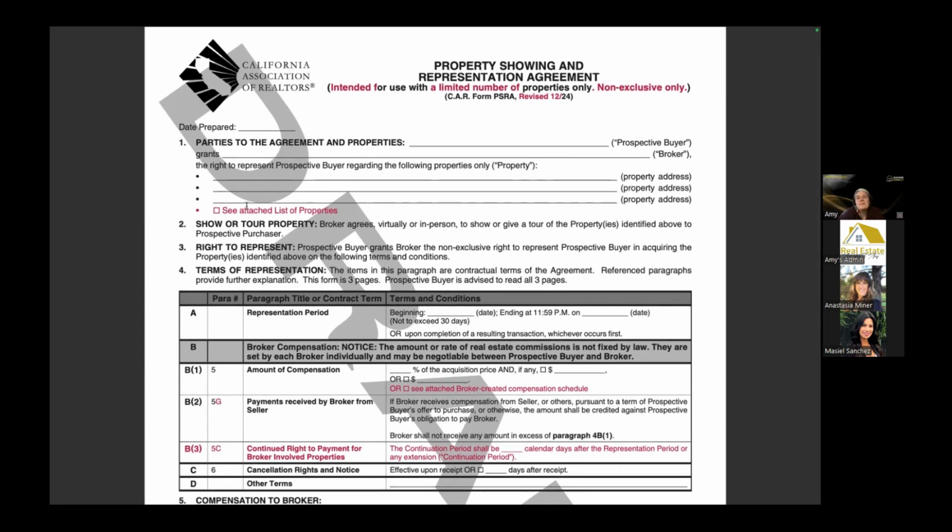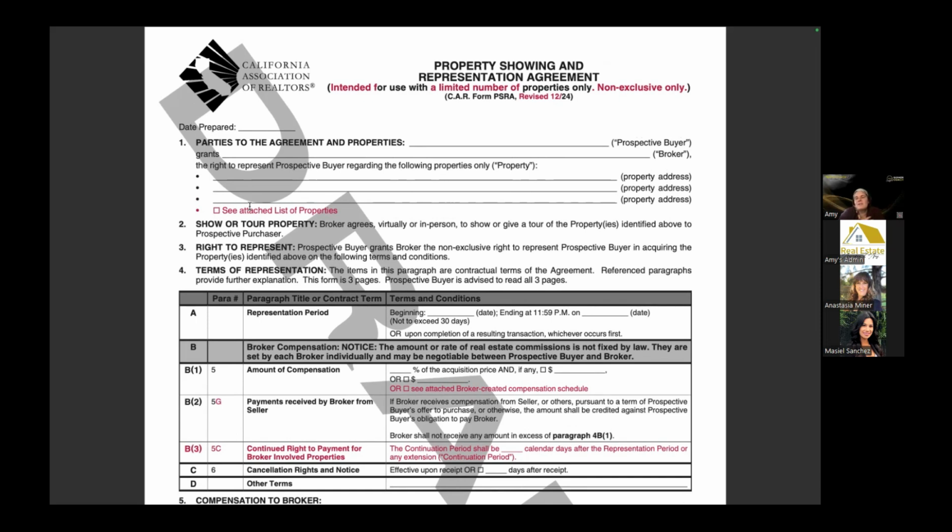So it could be like a few more. It could be like the first showing, because I don't see where it says 3 properties anymore. It used to very clearly have 3 properties. They removed that from the form. So it's not to exceed 30 days and limited number of properties, non-exclusive.